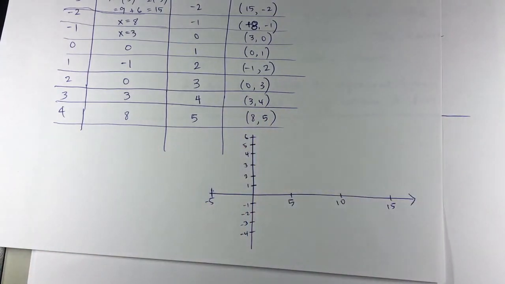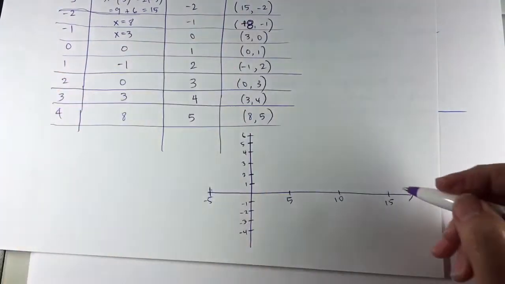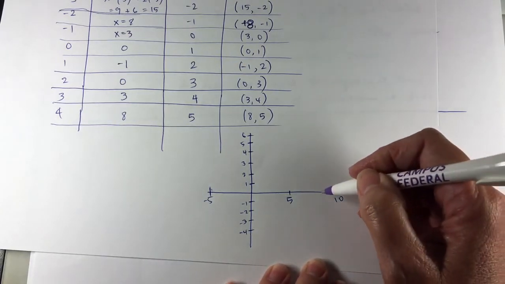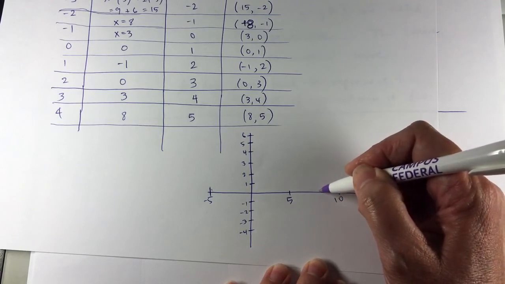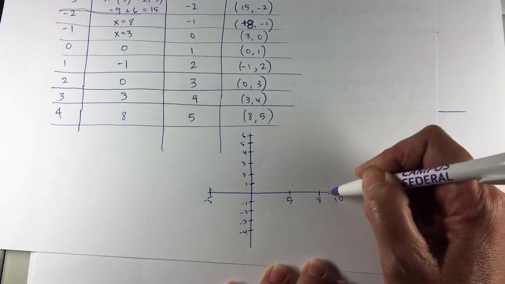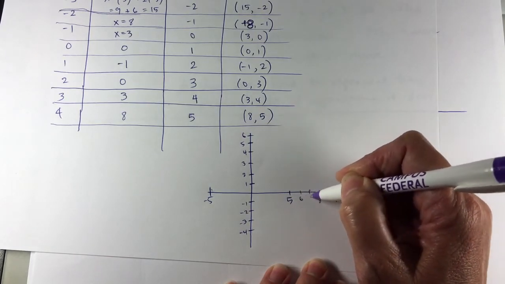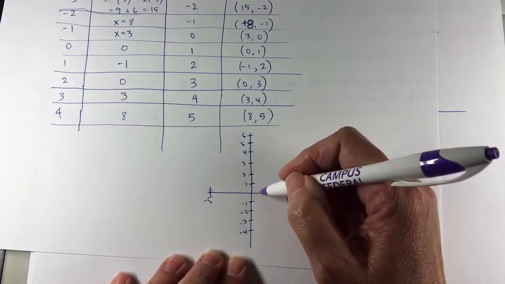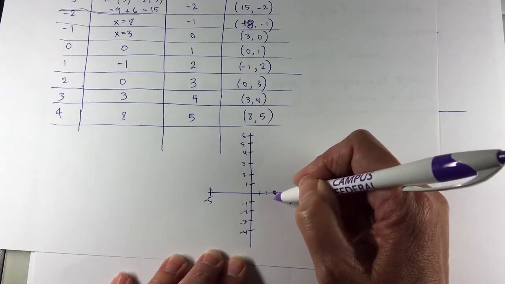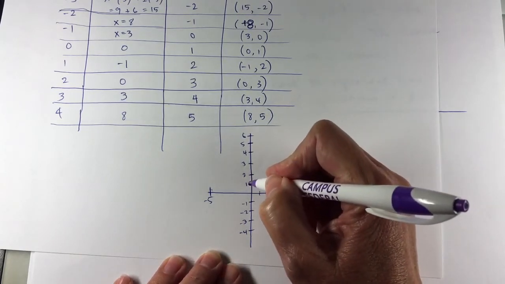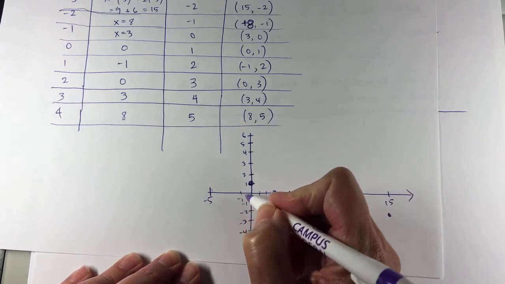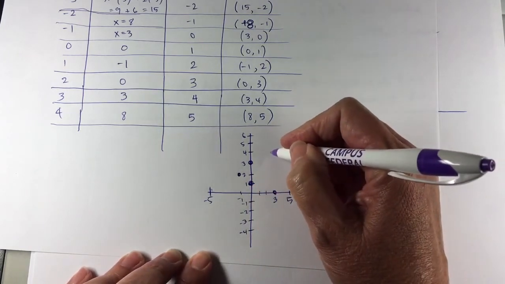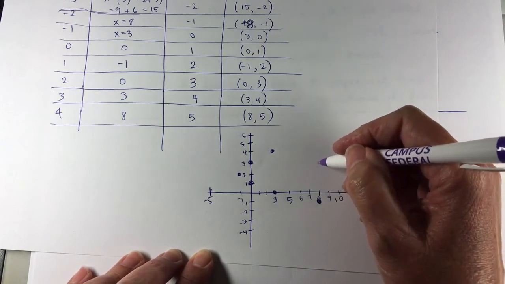So the first point that I had was 15, -2. The next one is 8, -1. So I'm putting 8, -1. And then 3, 0. 0, 1. -1, 2. 0, 3. 3, 4. 8, 5.